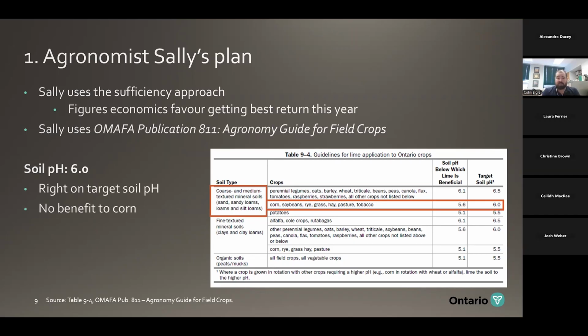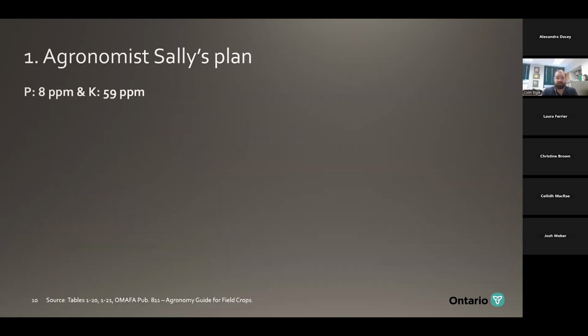6.0, that's right on the target for corn. And so there's not really going to be any benefit to applying lime in this field at this current time. So Sally's recommendation is no lime required. That seems pretty straightforward, and in this case, it is. It's a simple factor of we're well within that range we need to be. So we might as well not apply lime, and wait for that pH to maybe change in a subsequent soil test.